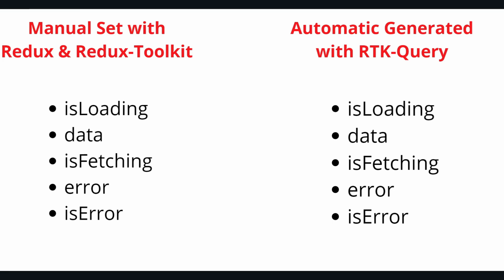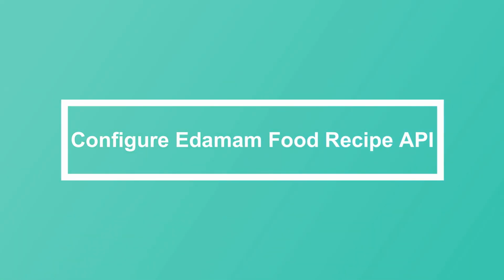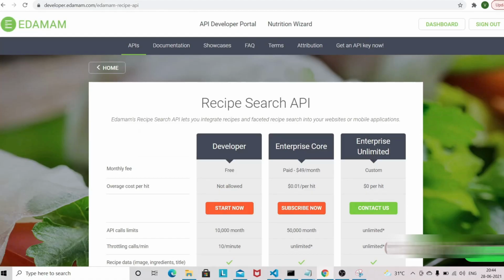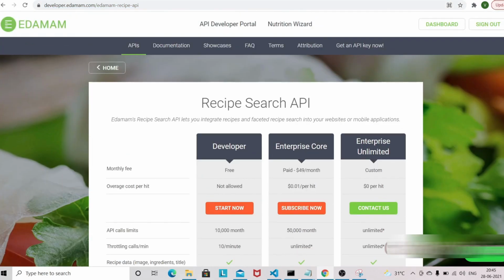So before we do the project setup, let's configure our food recipe API in the admin website. So make sure to create an account, and once you create an account, you will land on this page. And here we will be using the free plan. With free, we will be able to make only 10 requests per minute, which is enough to build this food recipe application.